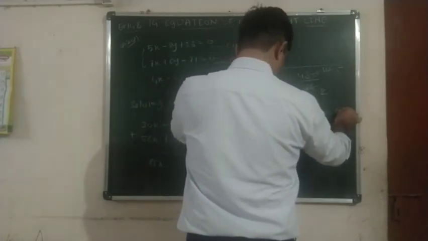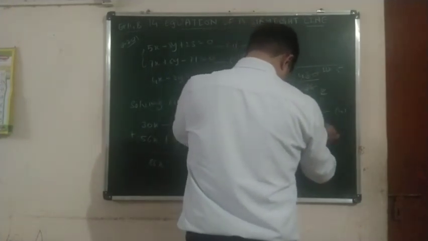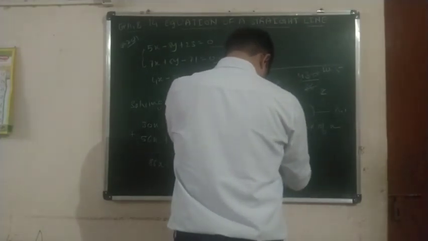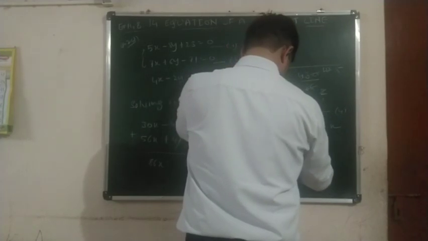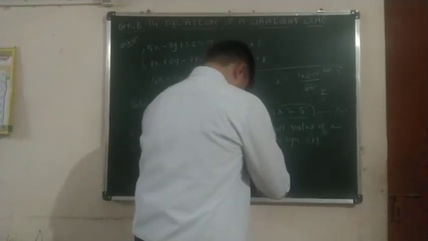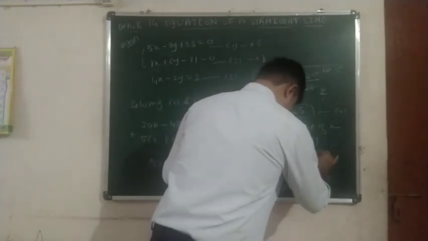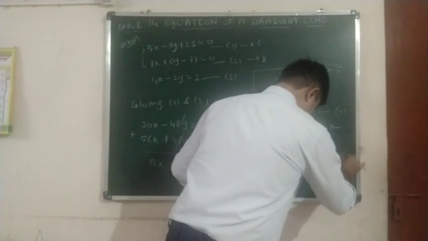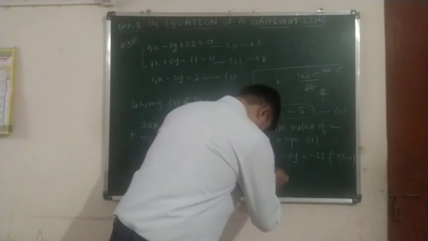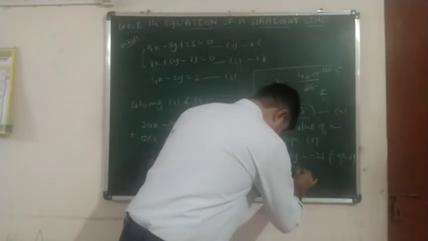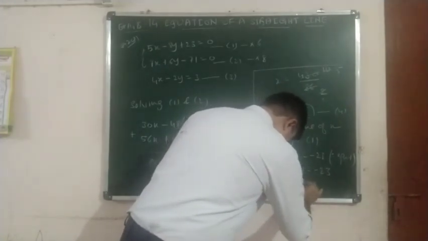Now substituting the value of x in any one of the equations, let us put in equation 1. What is equation 1? 5x minus 8y is equal to minus 23. This is equation 1. We will put 5 for x. So 5 into 5 minus 8y is equal to minus 23.